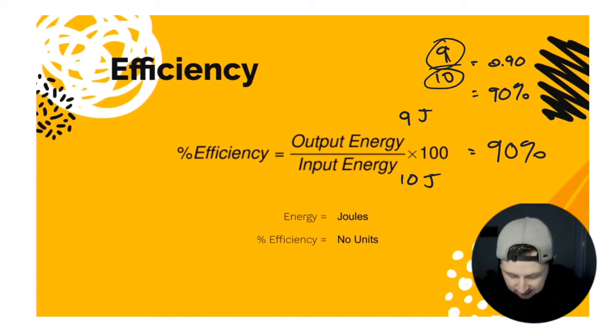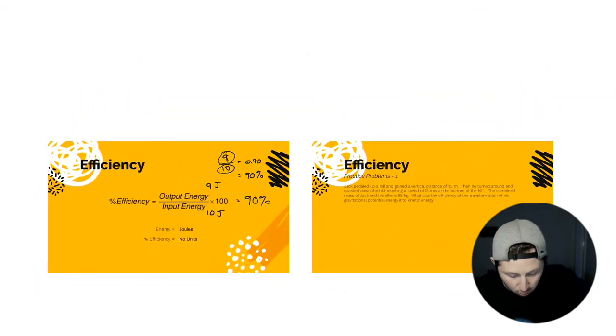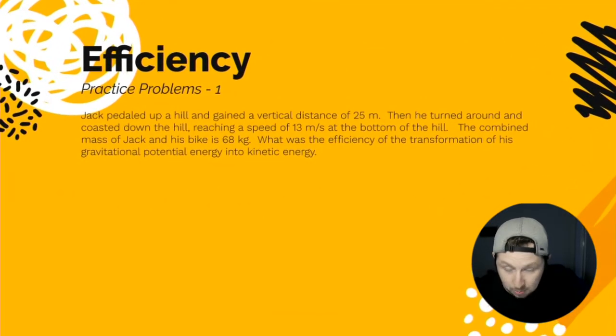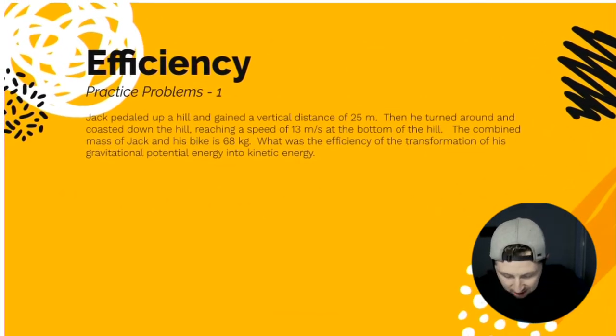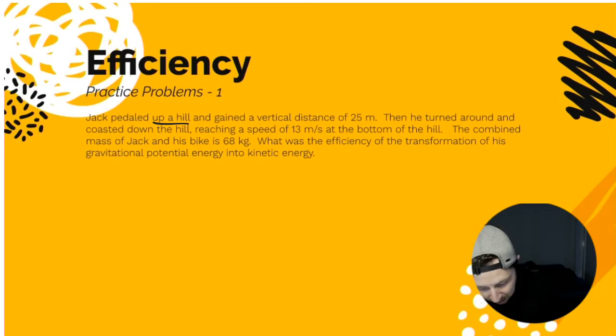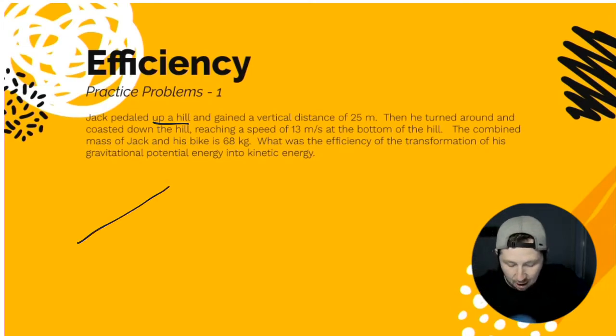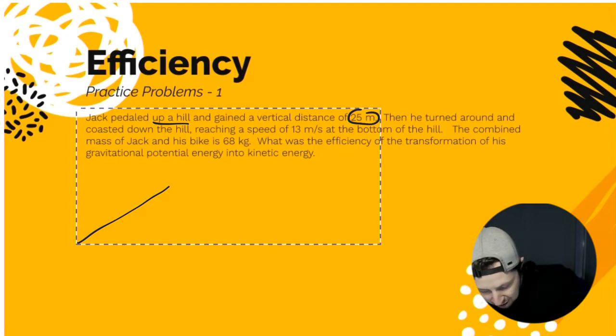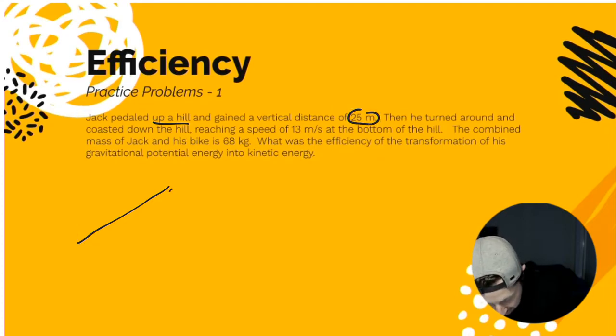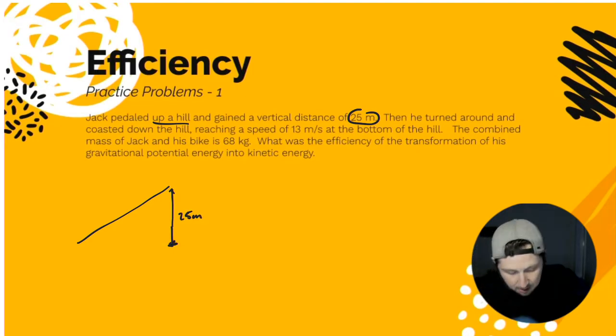So let's do this in a problem that you might actually have to solve. So let's go over here. This is our practice problem number 1. Let's read through it together first. So it says Jack pedaled up a hill. So he's going up, so here's a hill, like that. I always love to draw it, and gained a vertical distance of 25 meters. So that means that from here, to the bottom of the hill, is 25 meters.